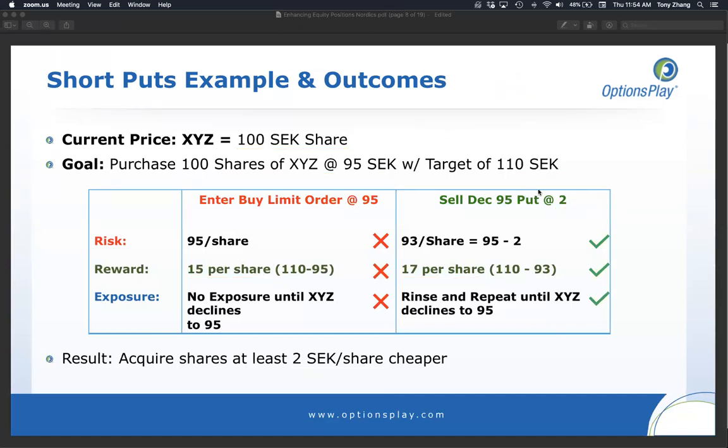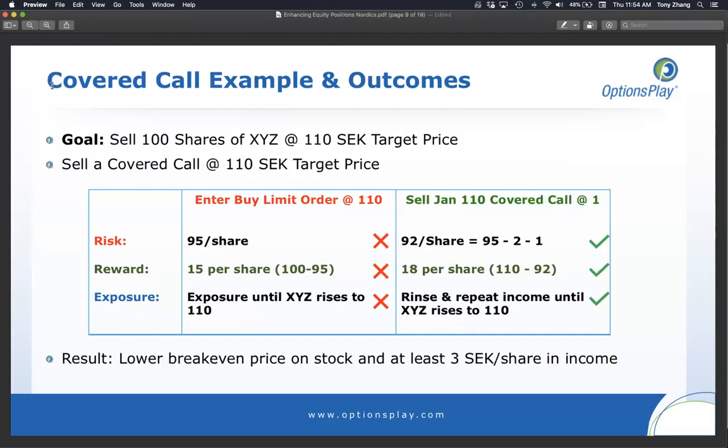Now that we own this stock at 95 crowns and we believe it's going to move higher, what can we do? That's really where the covered calls come into play, right? So now I own 100 shares at 95 or 93 crowns, depending on whether I used a limit order or a cash secured put. Now I believe this stock is going to rally. So let's say it's trading at 95 right now, and I think this stock is going to rally up to that 110 level, right? Now, what can I do?